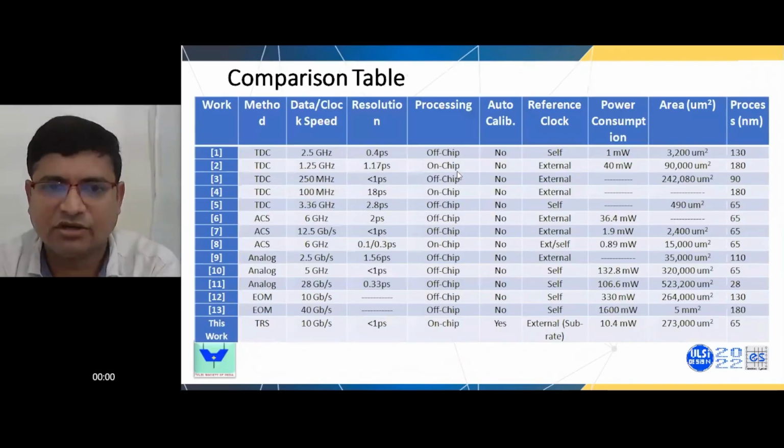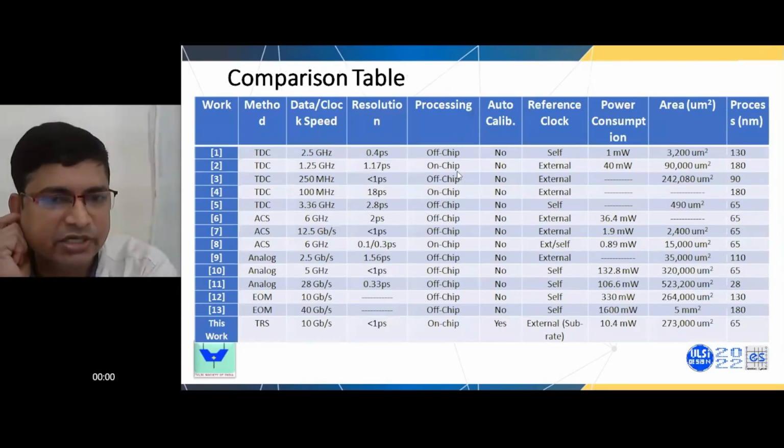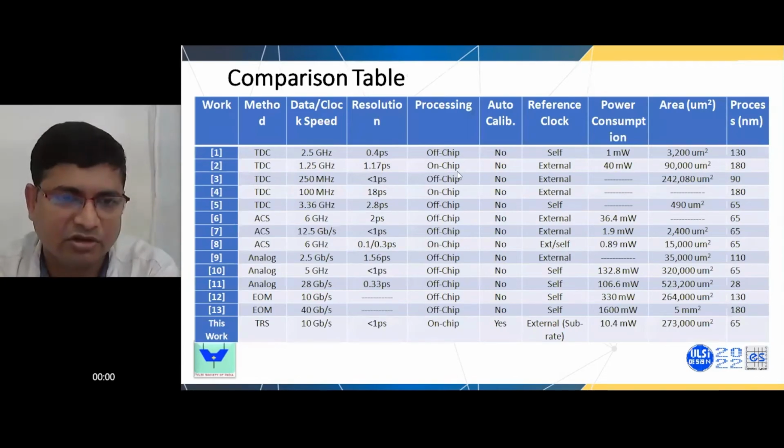So this is the comparison result. We have compared several previous research works: the TDC methods, asynchronous clock sampling methods, analog or PD methods, and EOM methods. By comparing with the previous ones, this work is the TRS method. We are using 10 Gbps data or 5 GHz clock for measuring the jitter. And we are getting very good resolution, that is less than 1 picosecond.